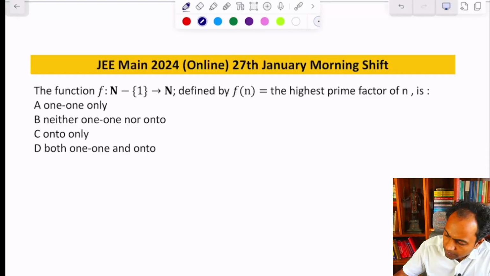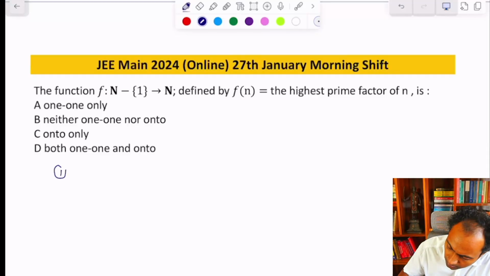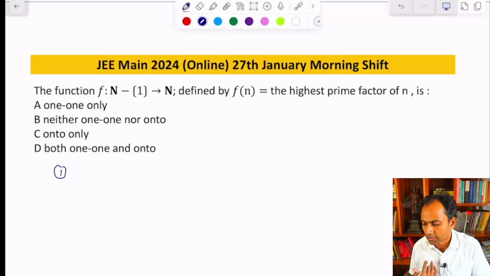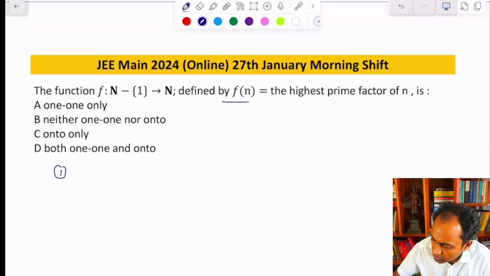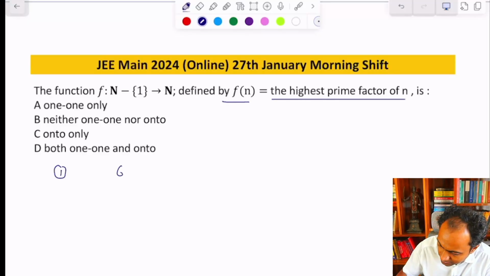Now for the one-one part, we will use a technique known as counter example. What they are saying is there is a function f(n) defined as the highest prime factor of n. That would mean if we are writing 6, the highest prime factor is 3. But if I am writing 9, still the answer would be 3. So you can see that many elements are getting mapped to the same element, and this is a many-one function.